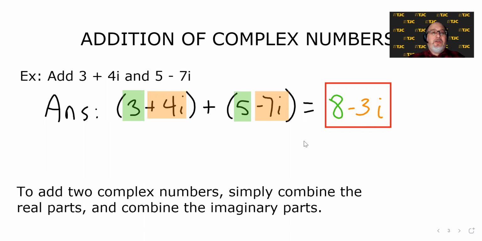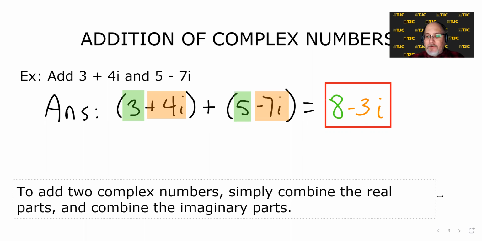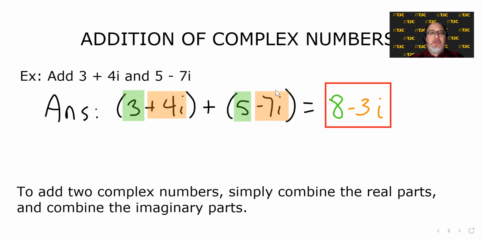There we go. To add two complex numbers, simply combine the real parts and combine the imaginary parts. Let me stretch this over a little bit further to put the comma at the end of the line. There we go. All right, so to summarize, and I'm going to highlight in the same colors that I did on the problem, to add two complex numbers, simply combine the real parts and combine the imaginary parts. But this is something you probably already knew prior to even hearing of imaginary numbers. You've heard of combining like terms before.